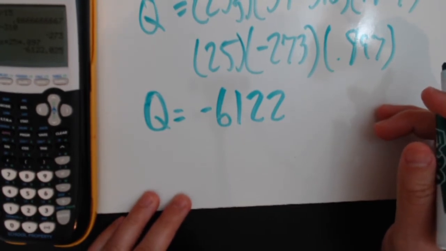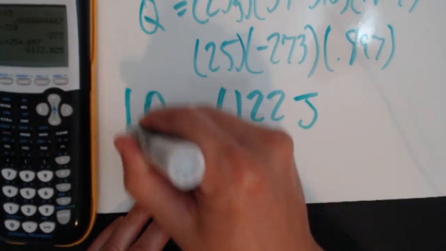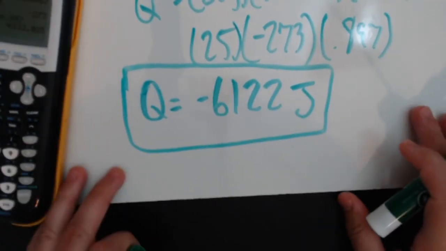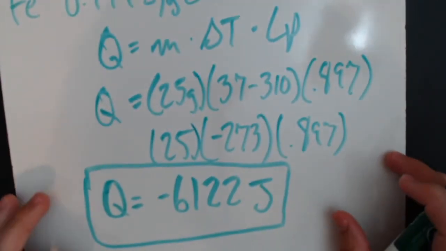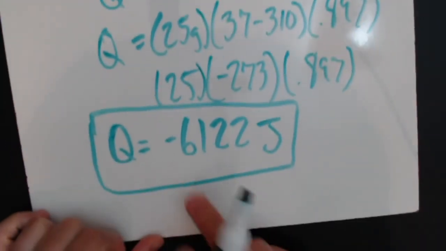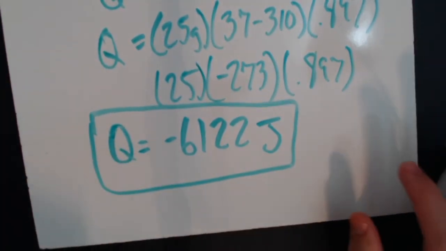Anybody? It is joules. Q will be in joules. There you go. It's that simple. So that change in temperature from 37, losing that much heat, was at 310, cooled down to 37, meant that it was losing 6,122 joules of energy. That's not too bad, right?